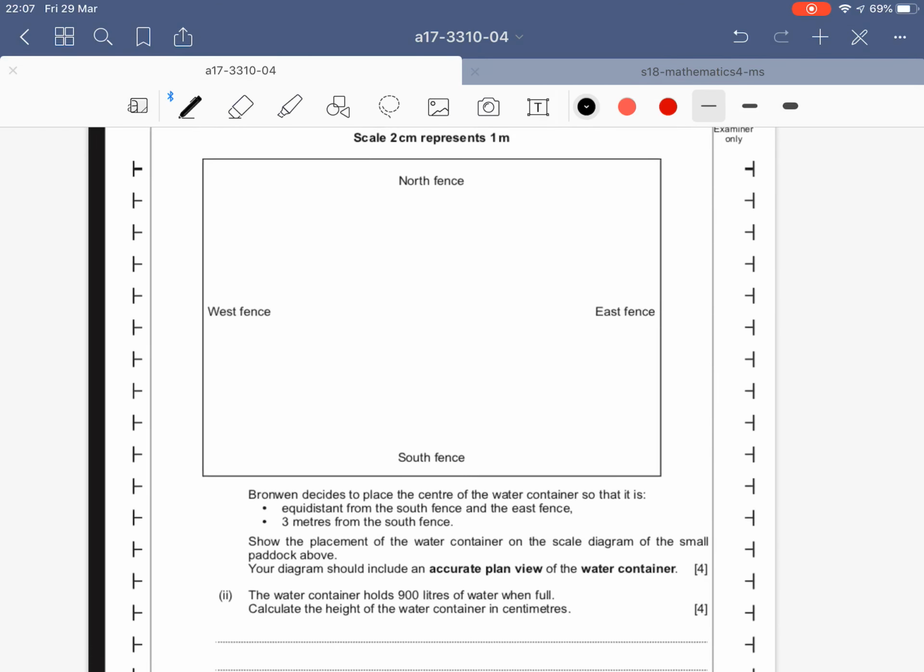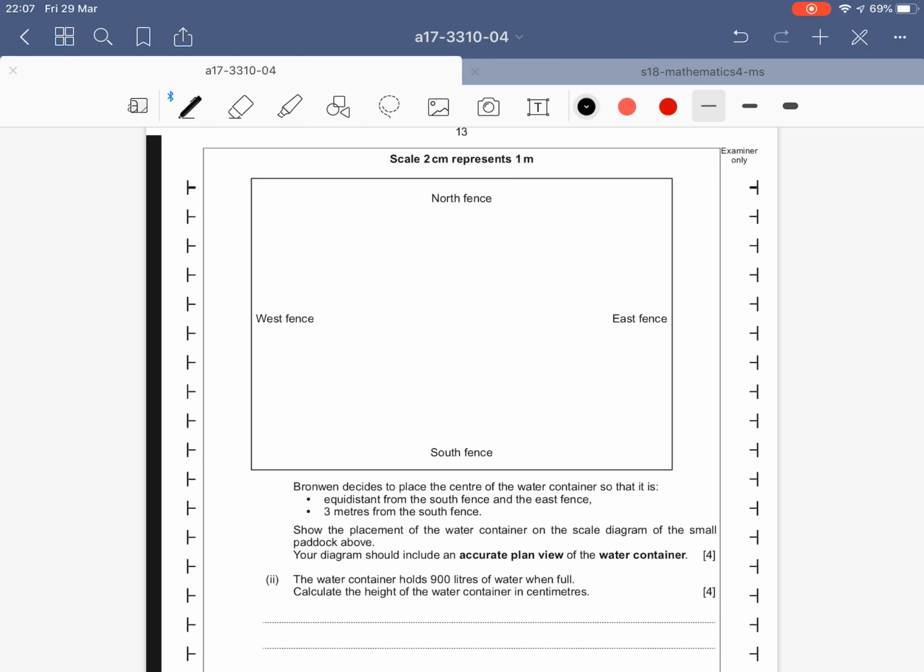So she decides to place the centre of the water container so that it is equidistant from the south fence and the east fence. So the first thing we're going to have to do is cut this angle here, from the south to the east. So you would draw with your compass a line there, here, and then here from your compass point, and draw a straight line going through. Let me do that. So, a straight line going through.